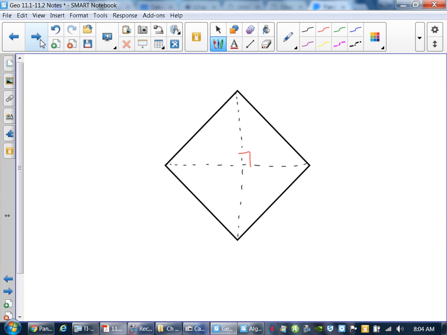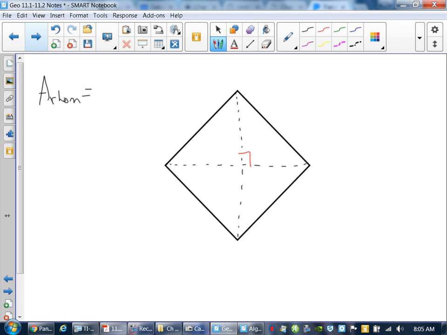So we have trapezoid, kites, or a rhombus. I think that's a rhombus. Is a square a kite, or a square a rhombus, or a rhombus a kite? It's a rhombus. We'll say this is a rhombus. I'm trying to make sure I don't skip one.